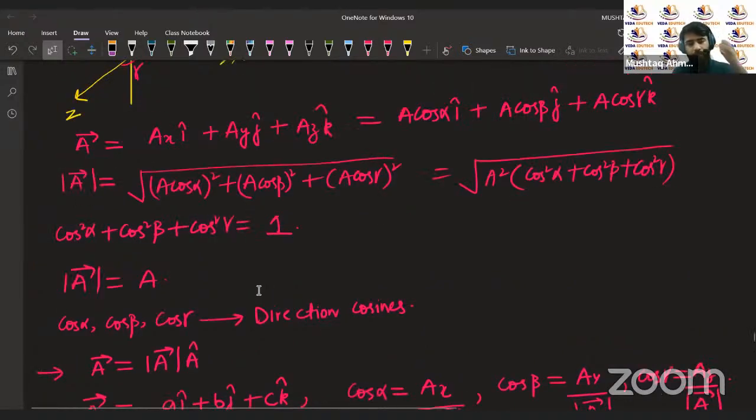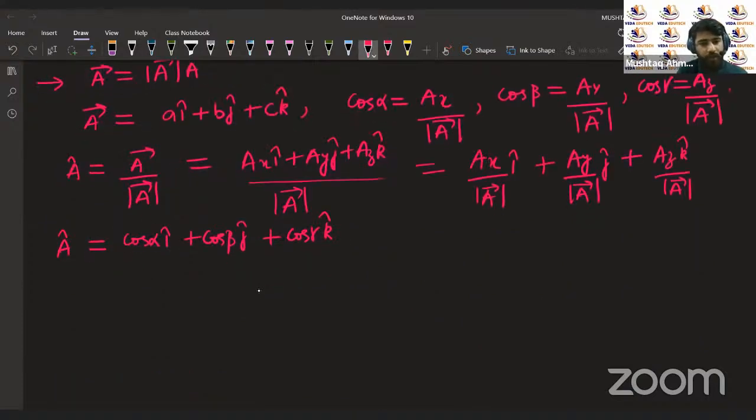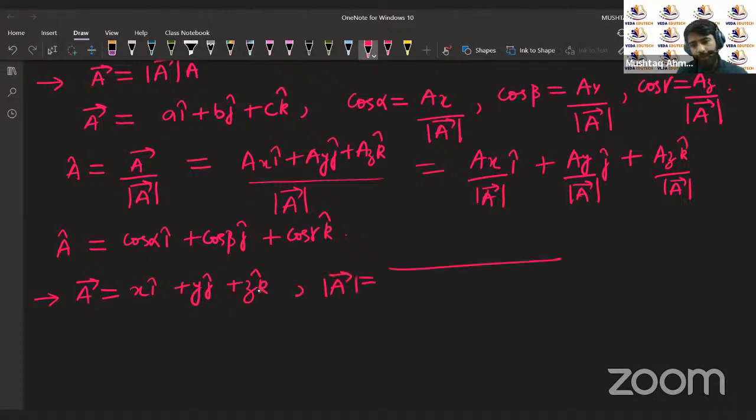In the rectangular form. And if we have to find the magnitude of a vector A, suppose the vector A is given as x i cap plus y j cap plus z k cap. The mod of A vector is going to be under root of x square plus y square plus z square. This is going to be the magnitude of this vector A.